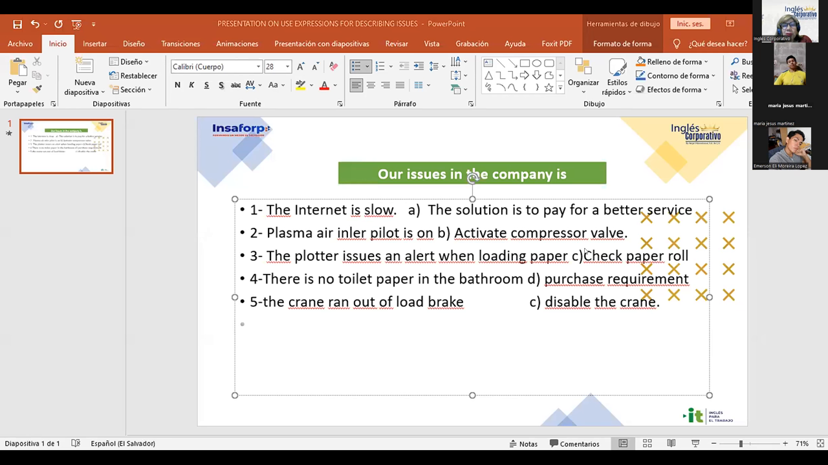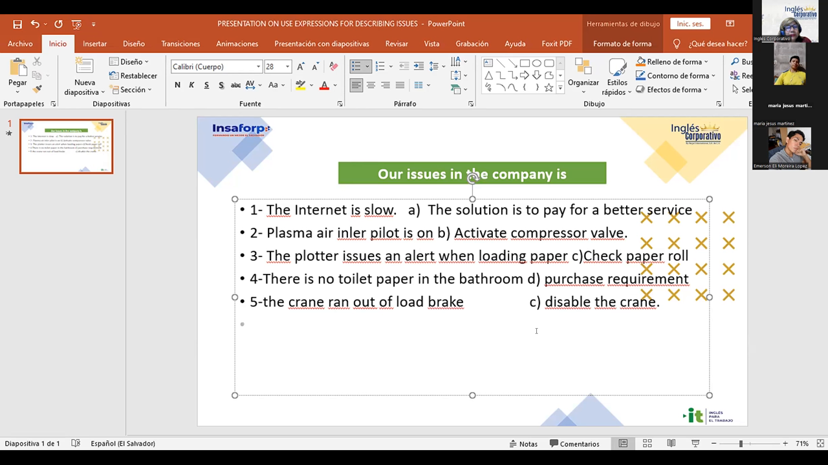Group number one presents. Our issues in the company: number one, the internet is slow. The solution is to pay for a better service. Number two, plasma air inlet pilot is on. Solution, activate the compressor valve. Number three, the plotter issues an alert when loading paper. Solution, check the paper roll.